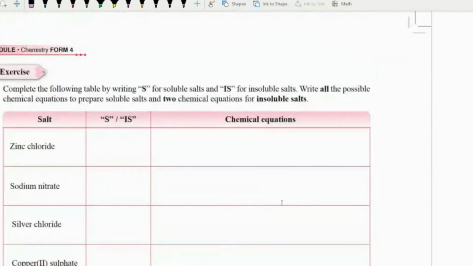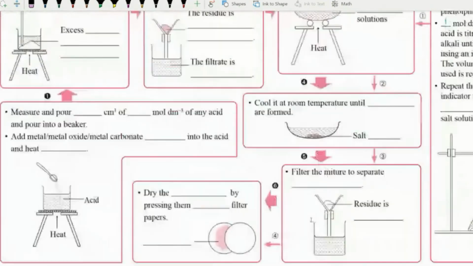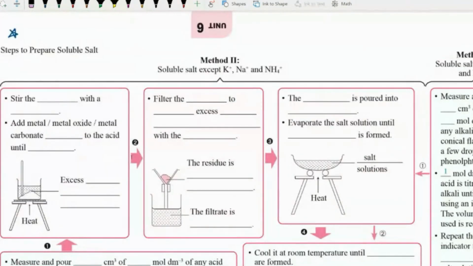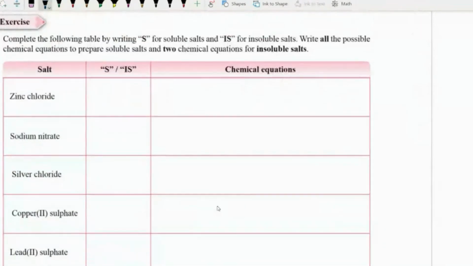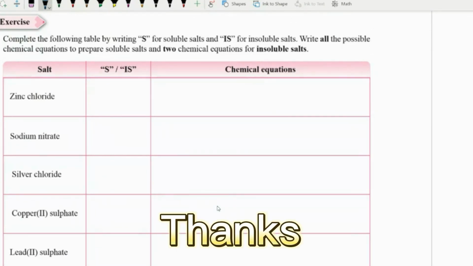For this one, on this page, fill in the blanks, and then this one, plus this one. To test yourself whether you understand what I'm talking about this morning, roughly 1 hour. You write down whether this is a soluble or insoluble salt. IS means insoluble. Then write the chemical equation, all the possible chemical equations. For example, for the sodium, potassium, or ammonium soluble salt, it has 3, so you list out all the 3 chemical equations.